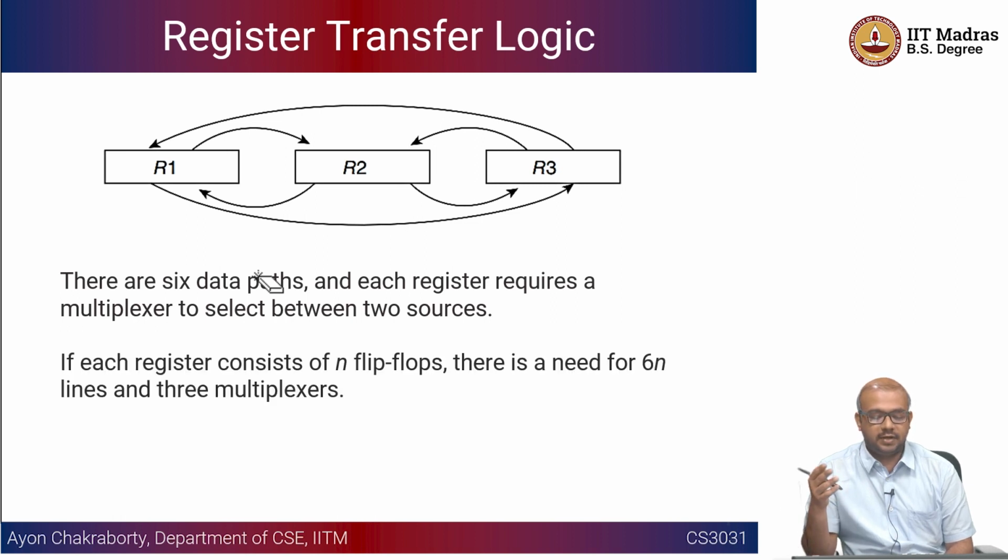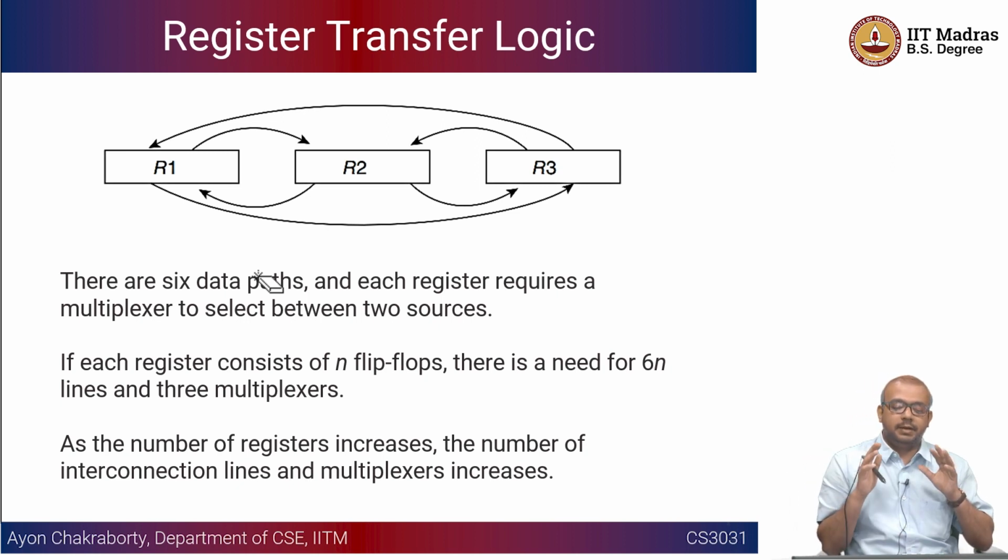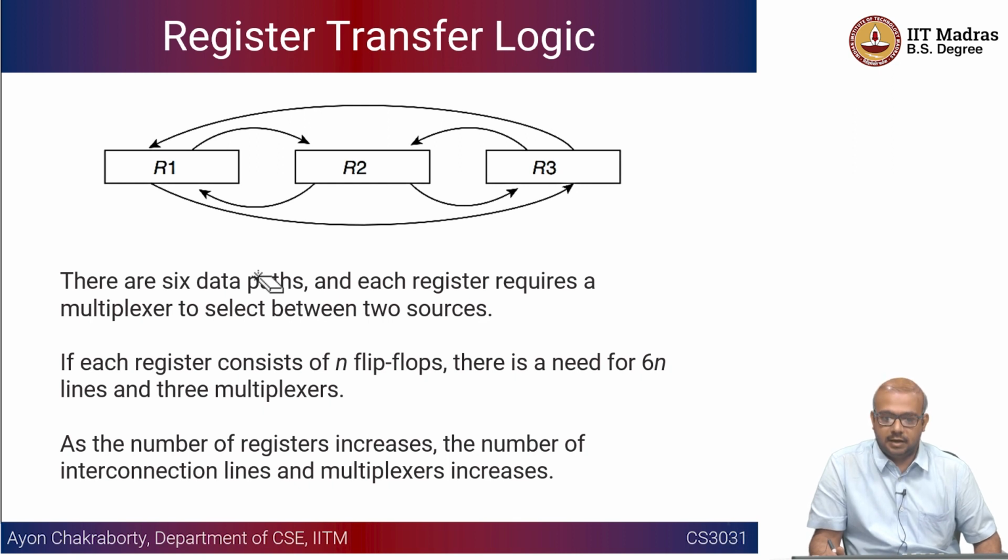If the register consists of n flip-flops, then there is a need for 6n lines and here 3 multiplexers. As you can see, as the number of registers increases, the number of interconnection lines and multiplexers increases, right? Very broadly, if you have n such registers, you have to have about nC2 links between them. And sometimes you can have twice that number because of the direction of the transfer. It could be a direction from register X to Y, and you can have a separate path from Y to X. So definitely it is quadratic in the number of registers present inside the system.